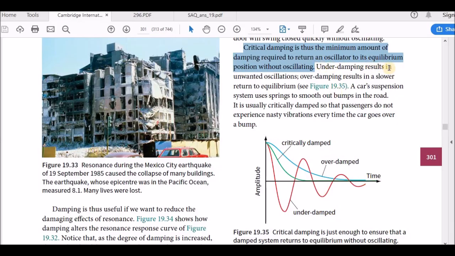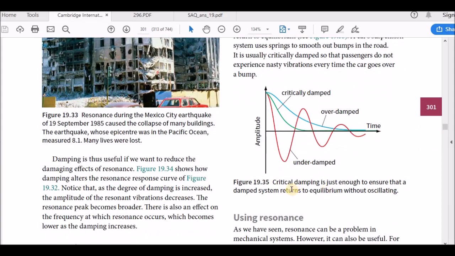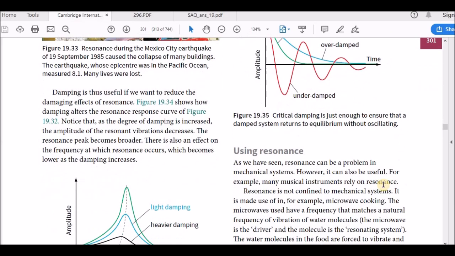Okay, you see, so underdamping results in unwanted oscillations, overdamping results in slower return to equilibrium. The car's suspension system uses springs to smooth out bumps in the road. It is usually critically damped so that the passengers do not experience nasty vibrations every time the car goes over a bump. Critical damping is just enough to ensure that a damped system returns to equilibrium without oscillating.